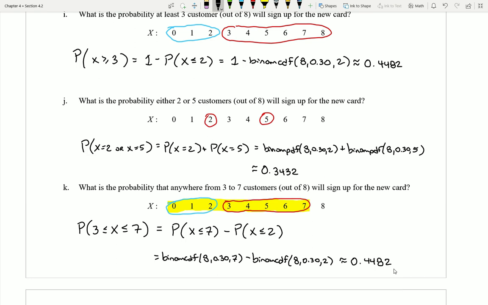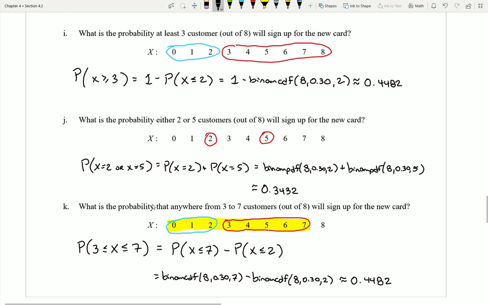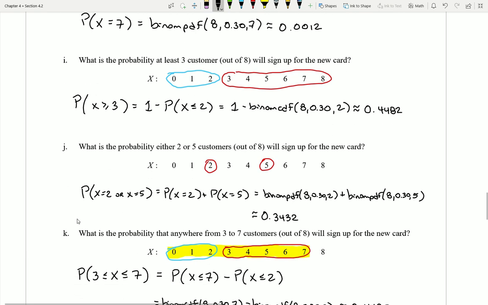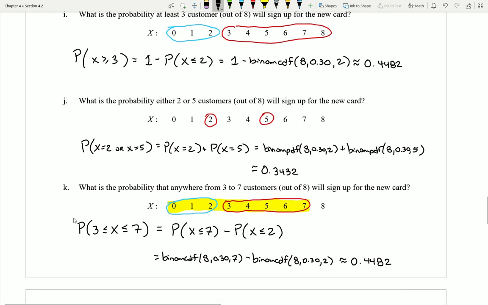Hopefully you were able to get at least a couple of these correct, and if not, don't be too stressed about it. It just means you might need more practice with some of these ideas. Some of these were a bit more challenging, especially things like the wording on part H, definitely part J, and part K. But if you're able to go to the worksheets and practice these ideas, you'll find this is unbelievably easy to work with. The last thing that we have to talk about in this section is going to be how we find the mean and the standard deviation of a binomial distribution, and we'll do that in the next video.